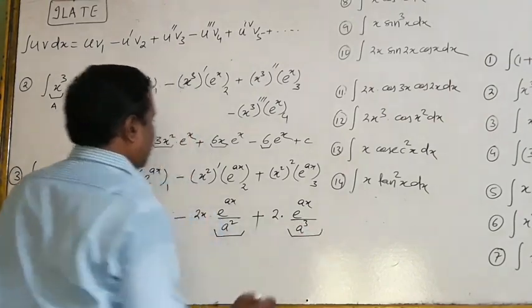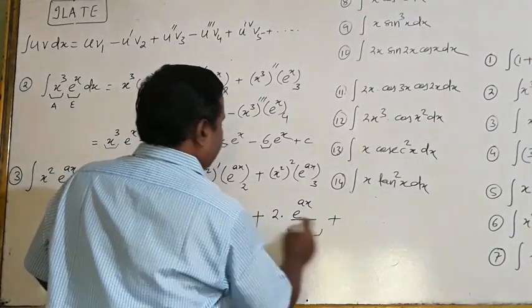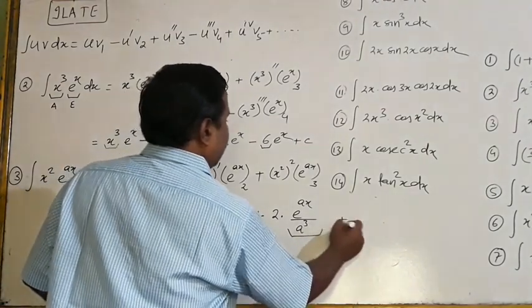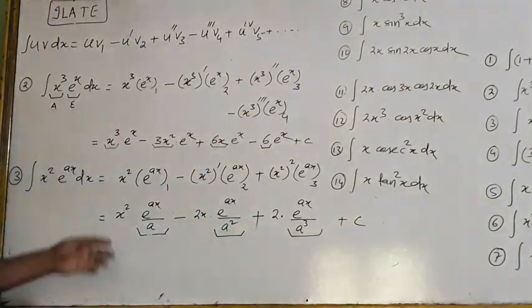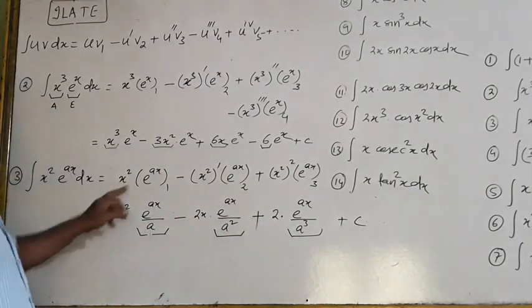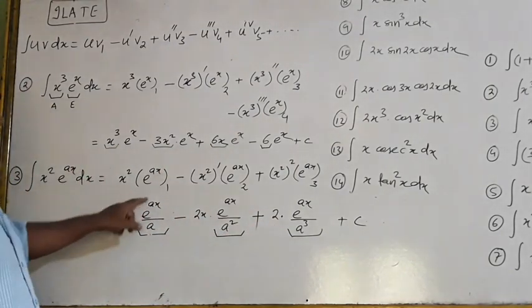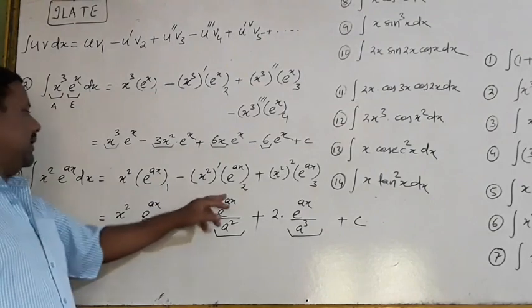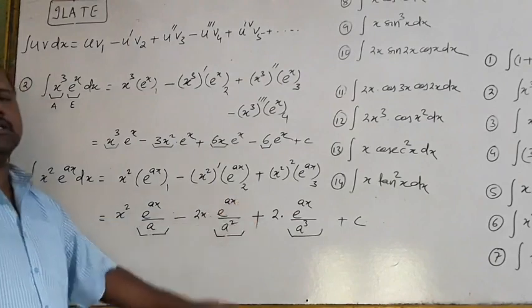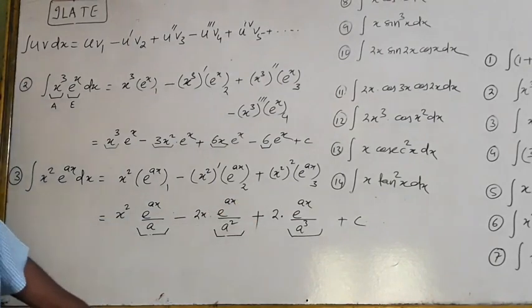Now look at what I am doing here. Again, if we differentiate, it becomes 0. Okay, and you write a constant. x square, its derivative 2x, its derivative 2, and e to the power ax integration is e to the power ax by a, then e to the power ax by a square, then e to the power ax by a cube, and continuing this process. Okay.